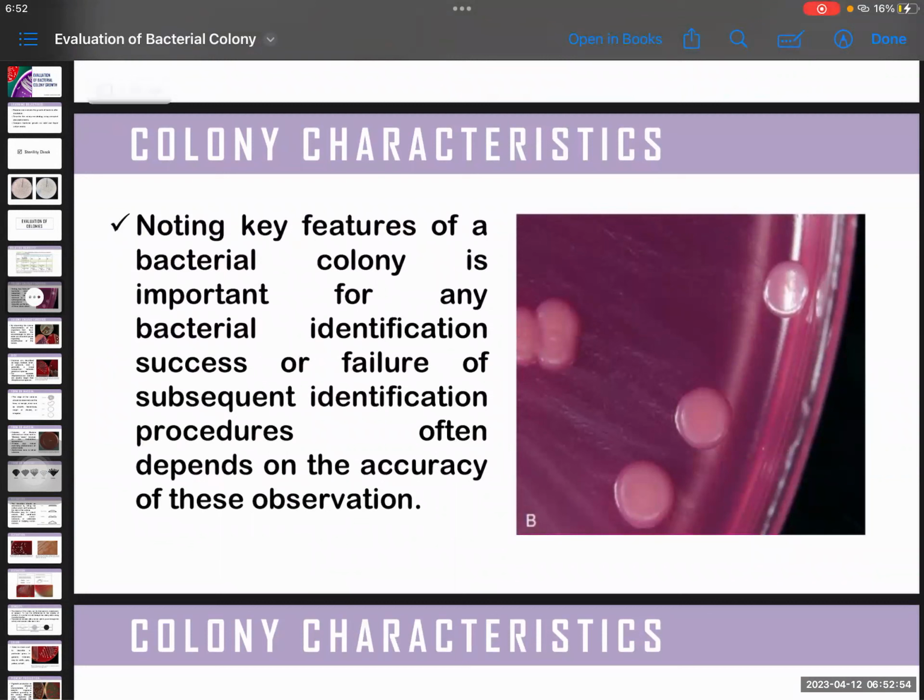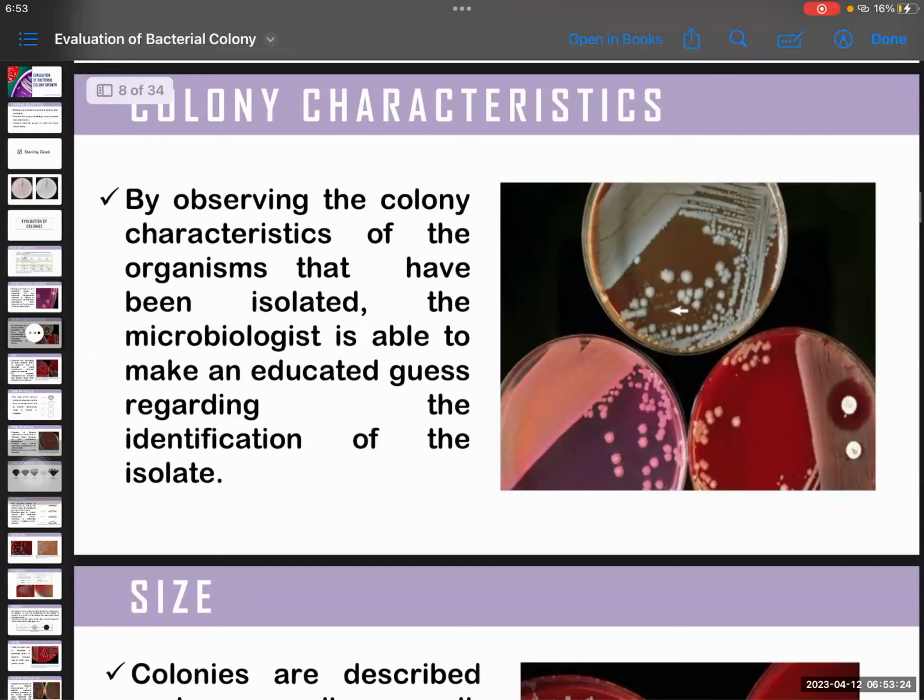Okay, how about for colony characteristics? So aside from the number of colonies that have grown, of course, you need to take into account what they look like, and these are referred to as colony characteristics. So noting key features of a bacterial colony is a very important technique for bacterial identification, as the success or failure of it often depends on the accuracy of this observation. So, why is it important, class, that we evaluate it properly? Because again, that can directly correlate to the identity of the organism.